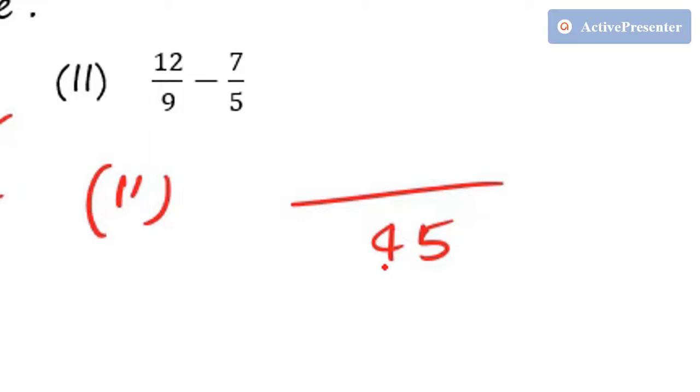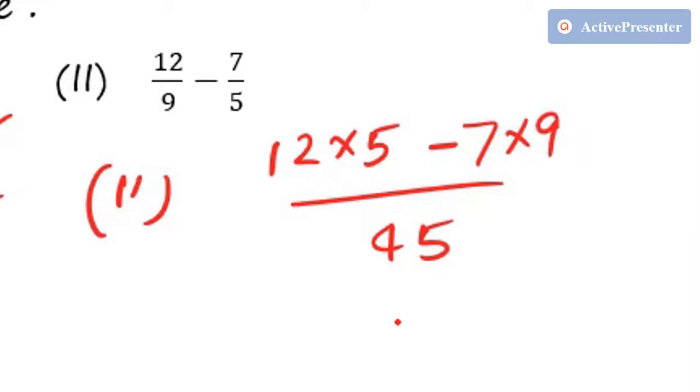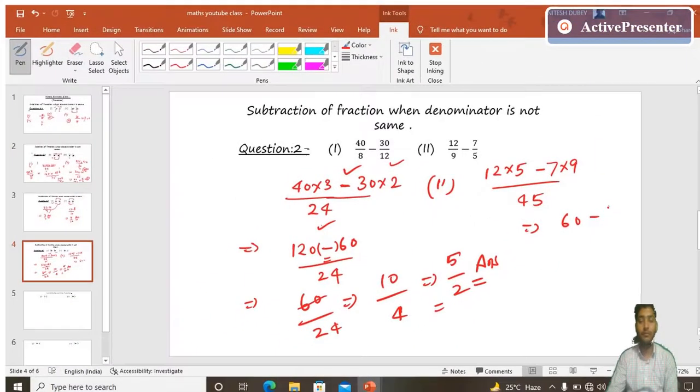Now 9 5s are 45. So multiply 12 into 5, minus 5 9s are 45. So multiply 7 into 9, then 63 upon 45.